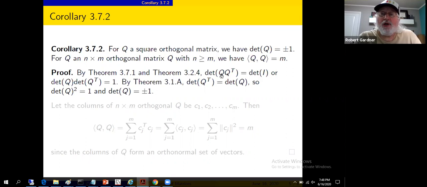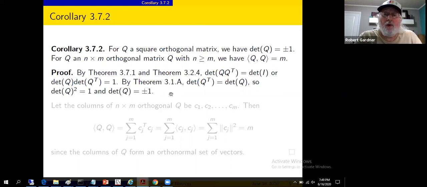The determinant of the product is the product of the determinants, theorem 3.2.4. So we can take the determinant of Q Q transpose and write it as the determinant of Q times the determinant of Q transpose. The determinant of the identity matrix is 1. Another property of determinants, theorem 3.1.8, I guess, was that the determinant of a matrix and its transpose are the same. So we can replace this determinant of Q transpose with another determinant of Q to give us the determinant of Q, that's a number, squared, must equal 1. Take a square root of both sides, and the determinant of Q must be plus or minus 1 as claimed.